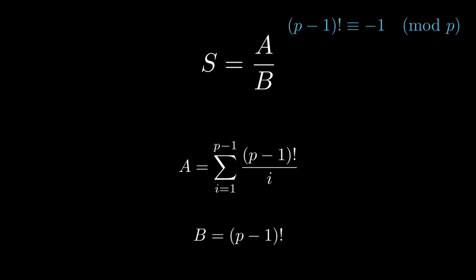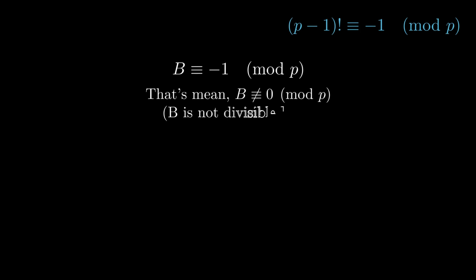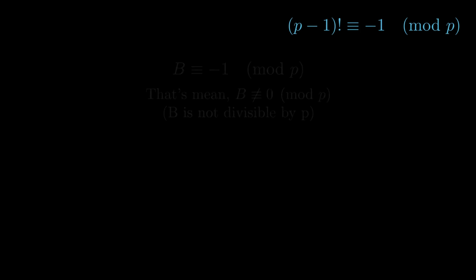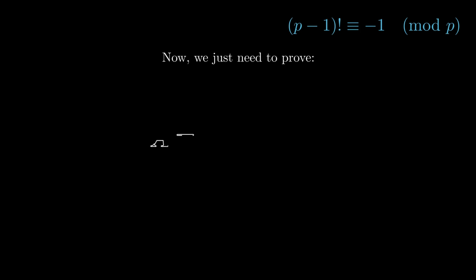So let's apply Wilson's theorem to b first. We get b is congruent to minus 1 mod p, which tells us something super important. b is not divisible by p. That means if the whole fraction a over b is divisible by p, it can't be because of b. So the only way for s to have a numerator divisible by p is, well, if a itself is divisible by p.